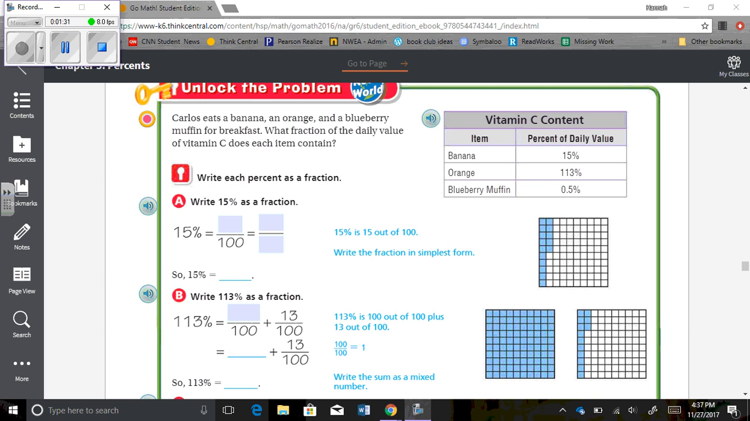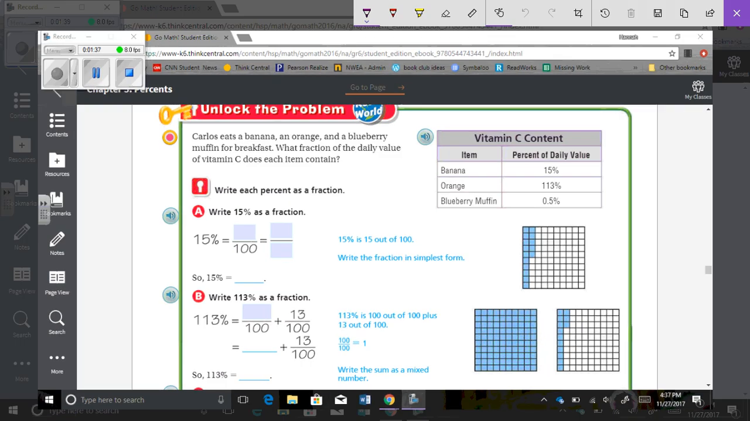When we look at the second part, which is an orange, that is 113% of our vitamin C content. So 113% we know is 100 out of 100 plus another 13 out of 100, which we see right over here. So we have 100 out of 100 and 13 out of 100, which would equal 1, because 100 over 100 is 1, and 13 out of 100, so we just write that as a mixed number.